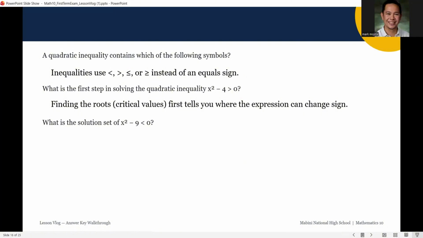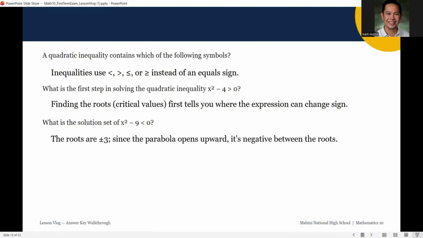Okay? Next, what is the solution set of x squared minus 9 is less than 0? So here, it's simple. The roots are, of course, if we try to move the negative to the other part, this is positive and negative. Since the parabola opens upward, it's negative between the roots that we have.